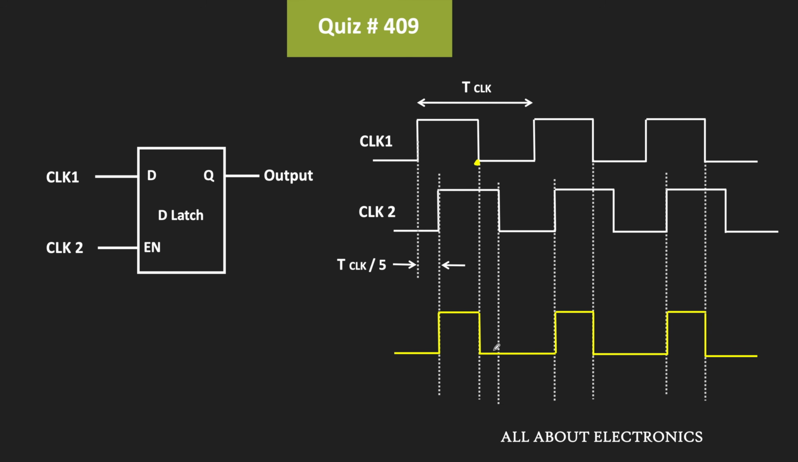And this is the on time of the given signal. But now if you see, the on time of the output waveform is lesser by this time, and this time is in fact t clock divided by 5. So for the CLK2, this on time is equal to t clock divided by 2, and this time is equal to t clock divided by 5. That means this t on is equal to t clock divided by 2 minus t clock divided by 5, and that is equal to the on time of this output waveform.